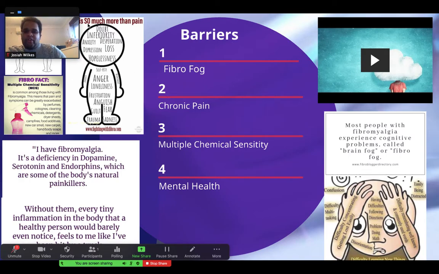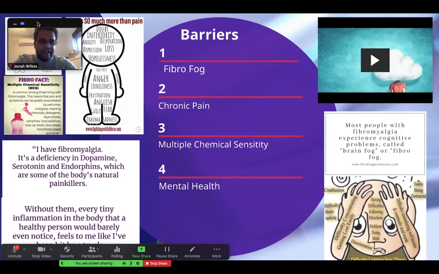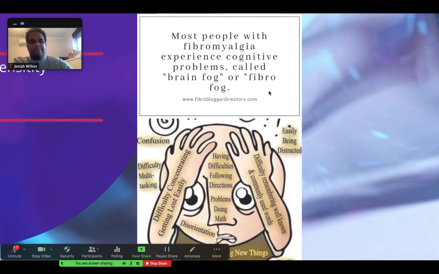I've already talked about the chronic pain and the pressure points and the multiple chemical sensitivity. The other thing in fibromyalgia is the mental health side of it. Most people with fibromyalgia also experience cognitive problems called brain fog or fibro fog. But this can also cause mental health problems like confusion, having difficulties following directions, easily being distracted. So it can cause cognitive and mental health problems as well.